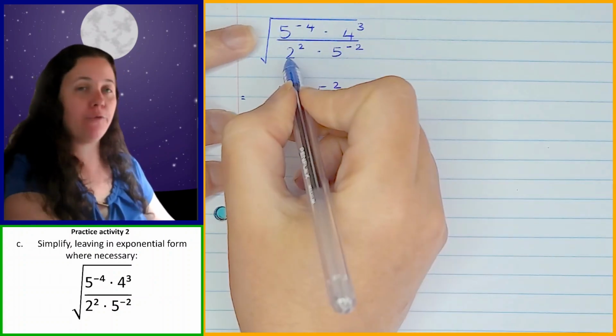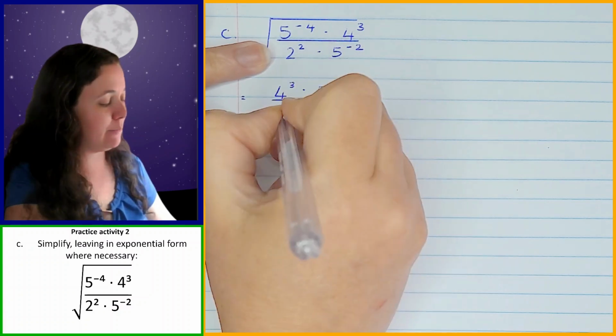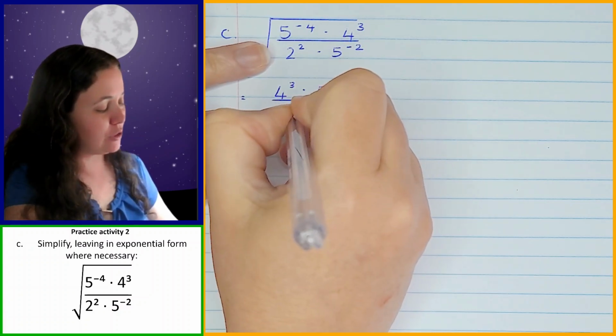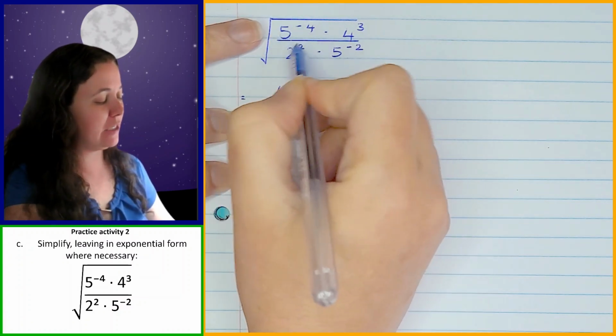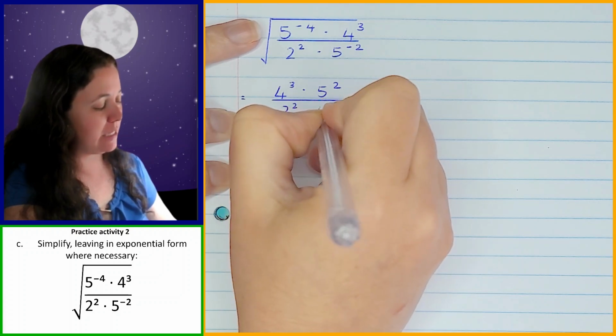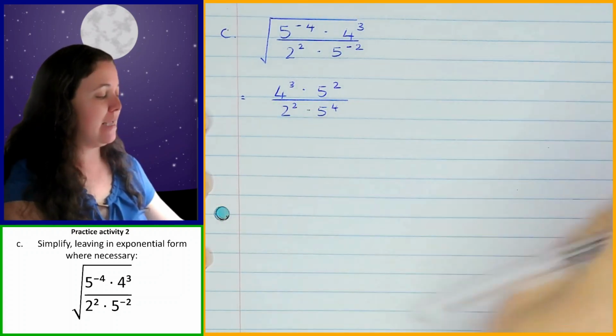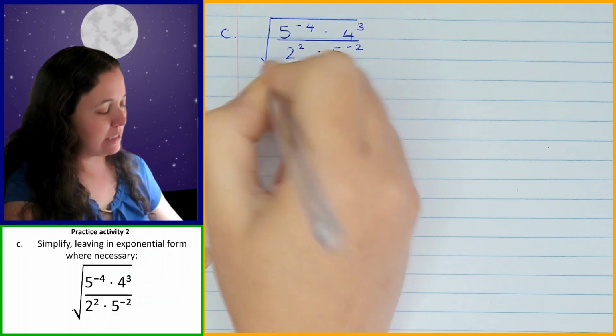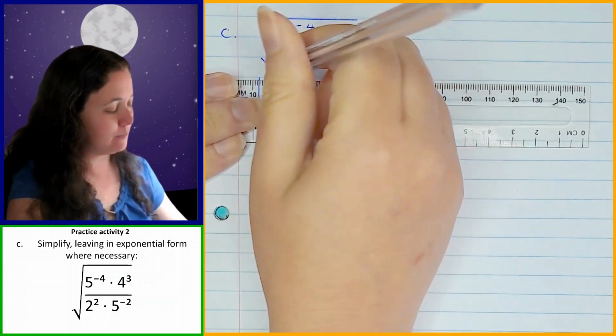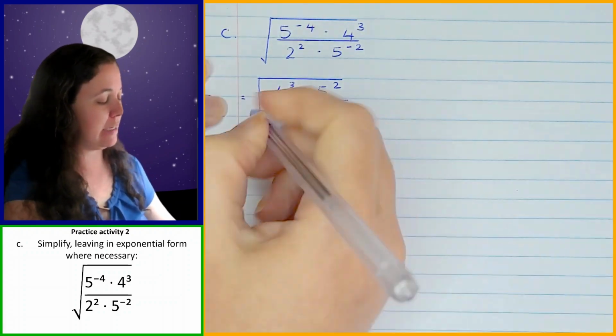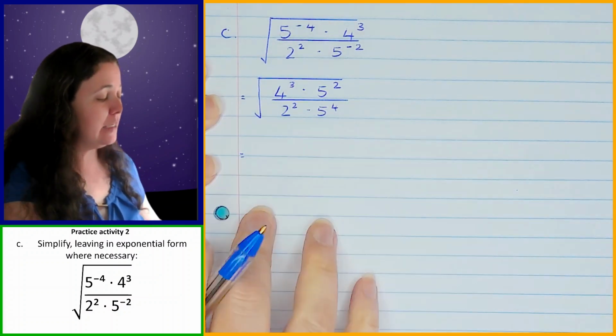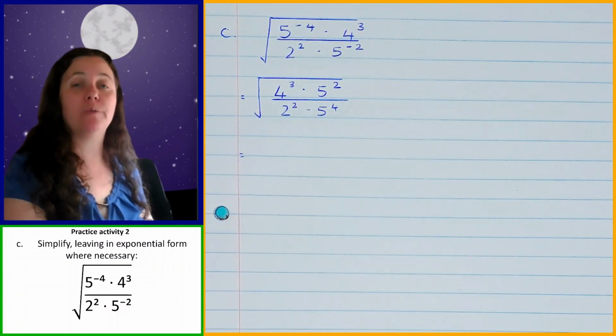At the bottom of the fraction, I already have 2 squared, which is staying where it is because it has a positive exponent, but the 5 to the power of negative 4 has to move down, and it becomes 5 to the power of positive 4. Okay, then that is still all inside my square root sign, like that. Okay, so now let's see what we can do to simplify this.